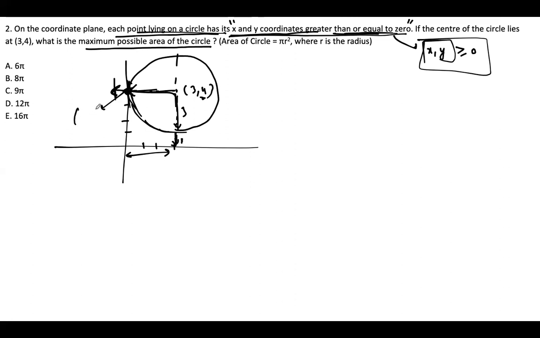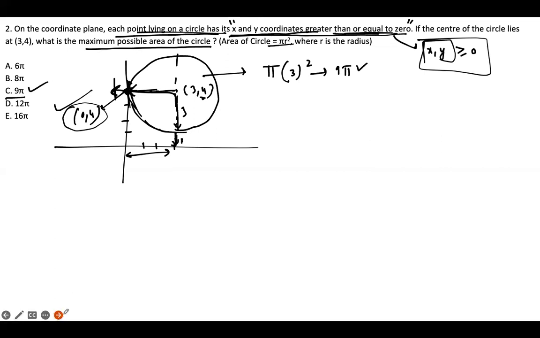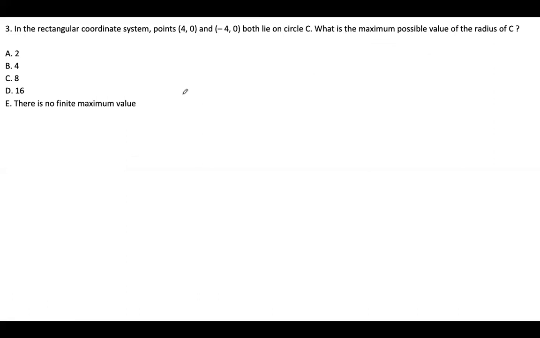If this is 0, 4, okay, not a problem. So what is the area? Pi r square, so pi into radius 3 square, which is 9 pi, which is option C. Option C. Not that difficult. Go for this as well.